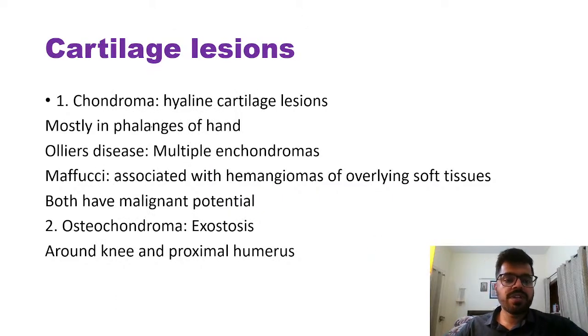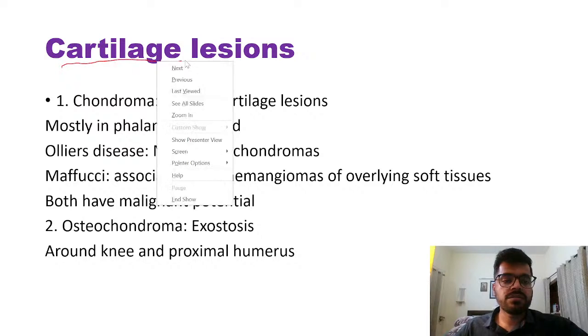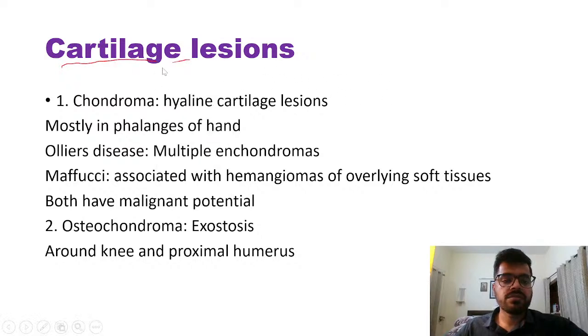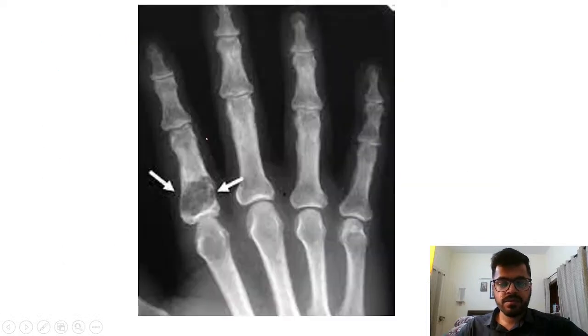Next we come to benign cartilage lesions. Chondroma. It is a hyaline cartilage lesion, mostly seen in phalanges of hand. This is the image of chondroma. Lytic lesion, usually hyaline cartilage, usually seen in metacarpals and phalanges. Phalanges is the most common.